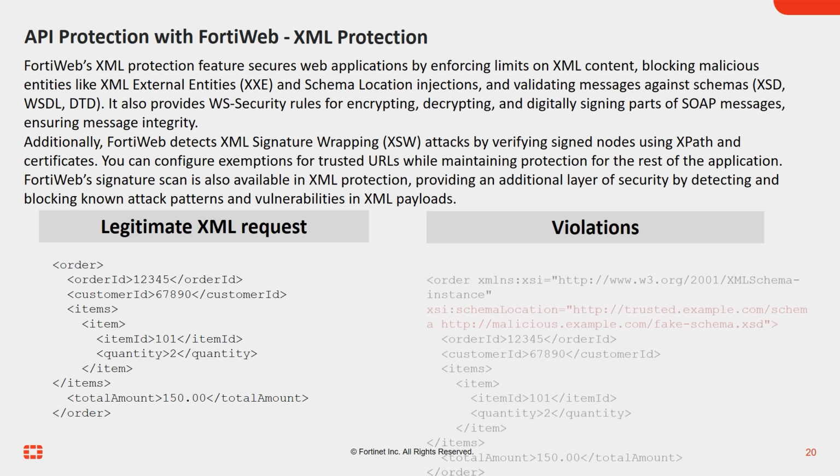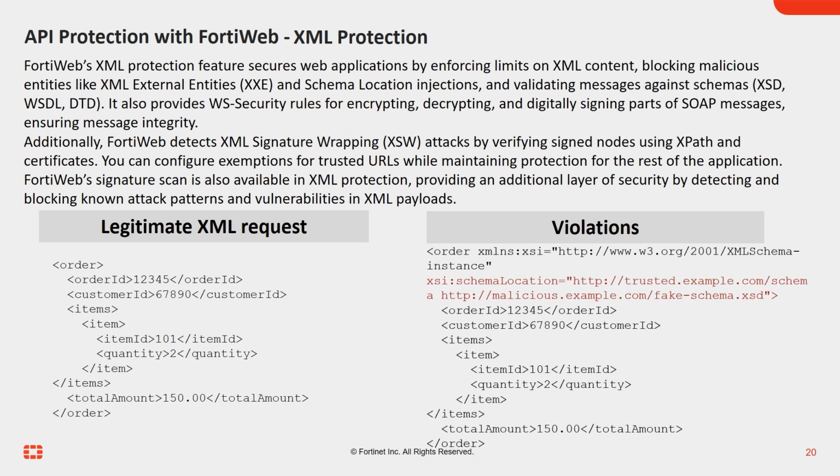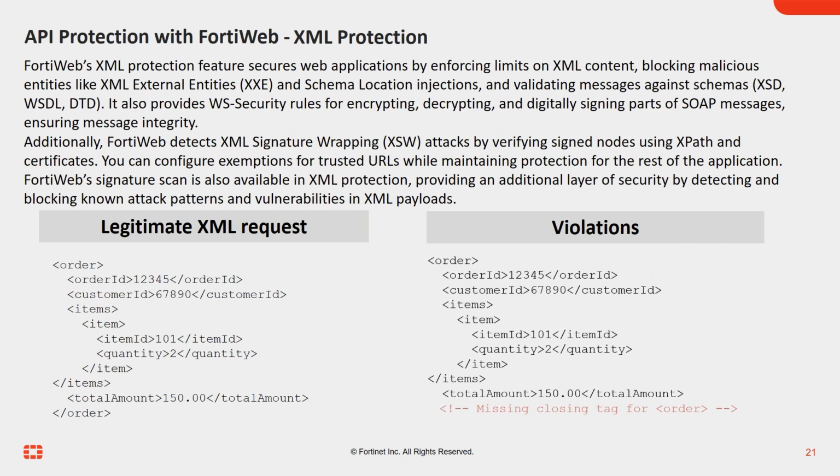In this case, an attacker sends an XML payload containing a malicious schema location attribute, attempting to redirect schema validation to an untrusted source. FortiWeb validates the schema location attribute and blocks requests that reference untrusted or malicious schema locations. Finally, in this case, an attacker sends a malformed XML payload, attempting to crash the server or exploit parsing vulnerabilities. FortiWeb validates the structure of XML payloads and blocks malformed requests that do not conform to proper XML syntax.